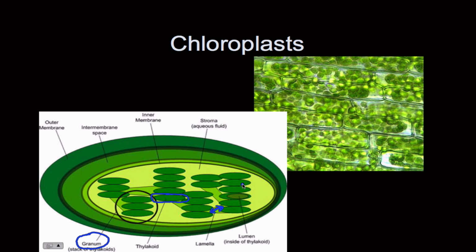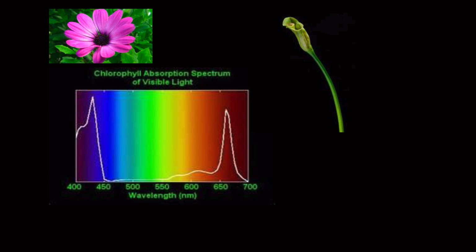Okay, so the chloroplast, and inside the chloroplast, the thylakoid, that is where the actual reaction occurs, where the light is absorbed and the chemical reaction occurs that changes that light into the sugar that the plant needs. Let's talk about that absorption of light.